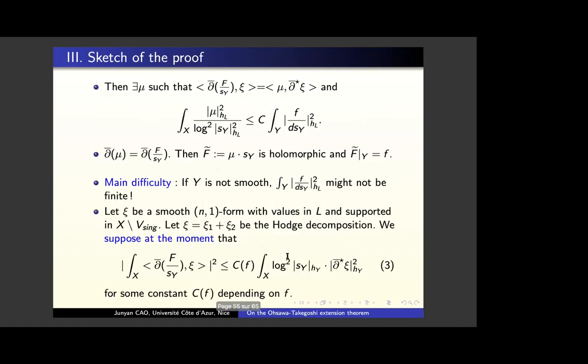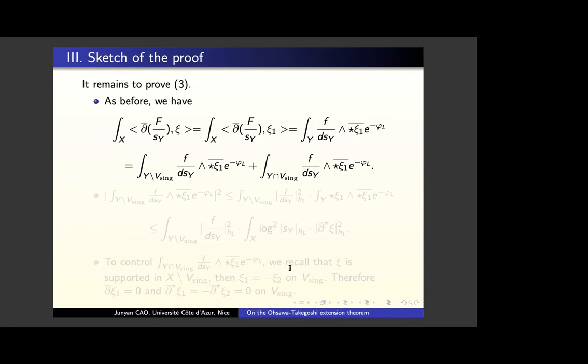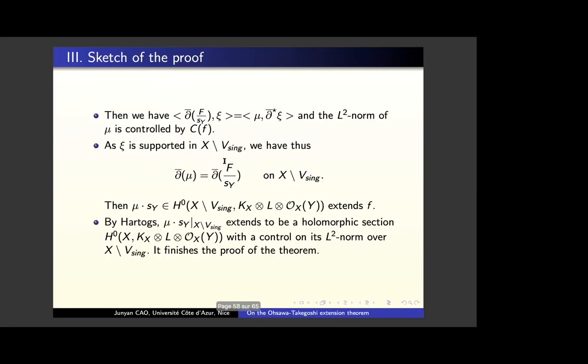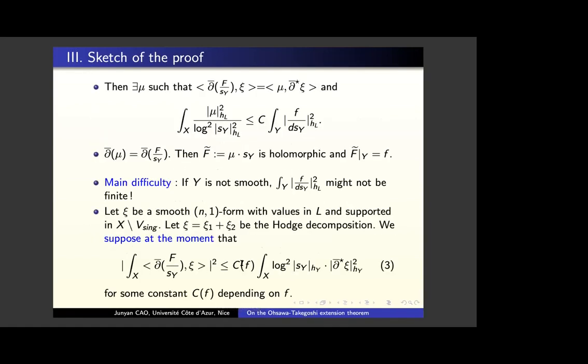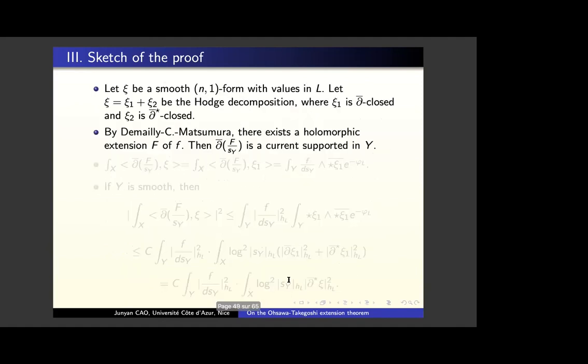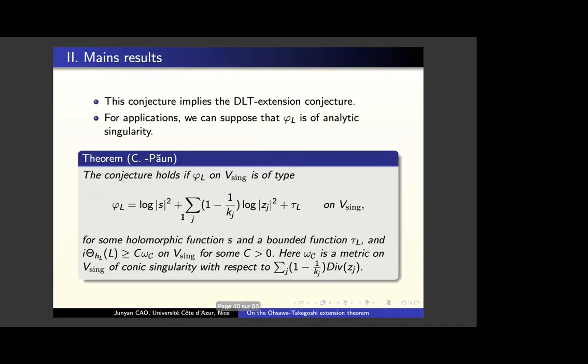Now to finish the proof, the only missing point is that we need to prove this inequality. In the case when Y is smooth, it's very easy to prove. But in the case when Y is not smooth, this inequality is quite difficult, and we don't know whether it's true or false in general. Here we can only prove this inequality under the assumption that the metric satisfies this condition. If the metric satisfies this condition, then in this case we can prove it.